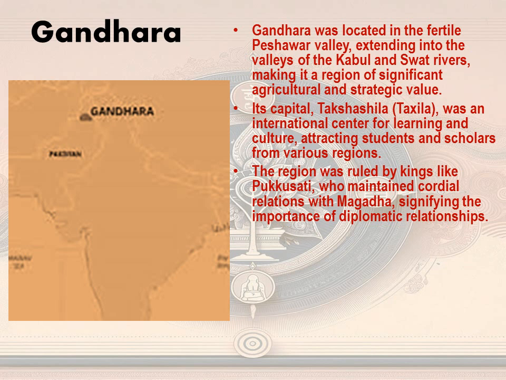The region was ruled by kings like Pukkusati, who maintained cordial relations with Magadha, signifying the importance of diplomatic relationships. So Magadha was in the eastern part of the Indian subcontinent and Gandhar was in the northwestern part. There was a distance of more than 2000 kilometers between them. So from the relationship between Gandhar and Magadha, we understand the importance and span of diplomatic relationships in the 6th century BC.